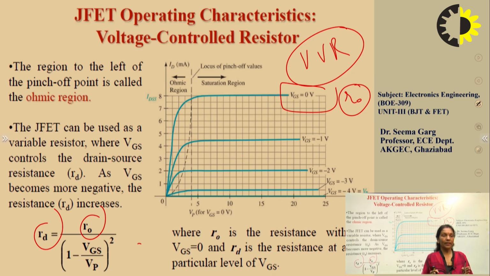And in the ohmic region, if a question comes in the exam asking what is the application of the junction field effect transistor, then this is one application. It is used as a voltage amplifier. Also it is used as a variable resistance in the ohmic region. By changing the VGS, the resistance of the junction field effect transistor can be controlled.